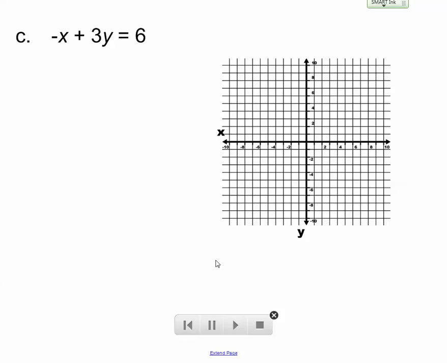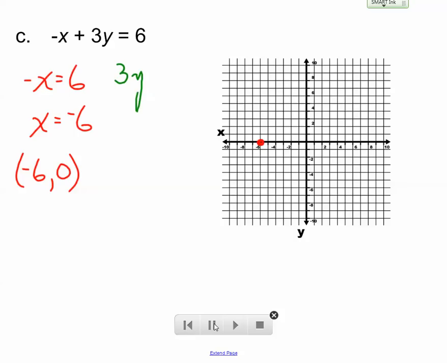Here's another one, negative x plus 3y. All right, to find the x-intercept, I'll get rid of the y term. So I get negative x equals 6. That means positive x equals negative 6 if I just multiply both sides by negative 1. And there's my x-intercept. And to find the y-intercept, I'll drop the x term. Divide both sides by 3 and we get a y-intercept. Then draw a line through those 2 points.